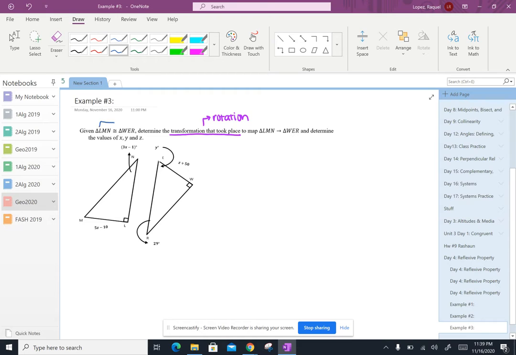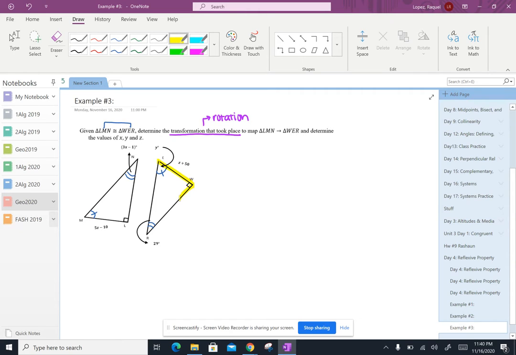Angle L is congruent to angle W. So angle L and angle W, and those are the right angles. And since M and E are the second letters in both of those triangles, that means angle M is congruent to angle E, which means that angle N is congruent to angle R. Alrighty, so just looking at that, it looks like I've got enough information to solve for my y variable.